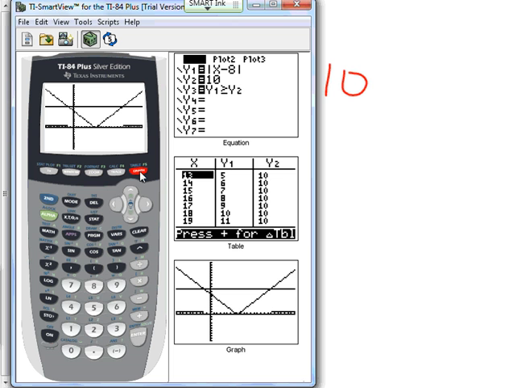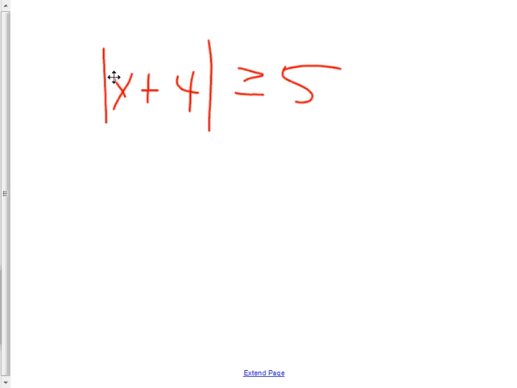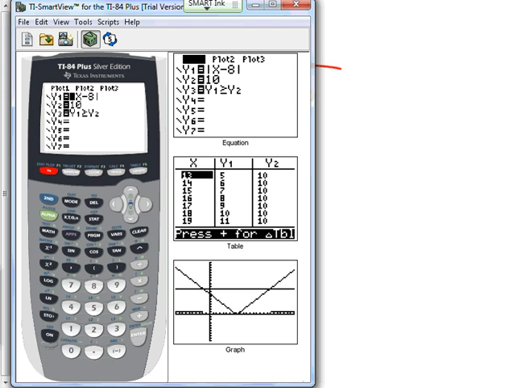Okay, so number one, let's just pop that right in the graphing calculator. It says x plus 4 is greater than or equal to 5. Like this. Then I'm going to put that in, and you don't have to get rid of your absolute value completely. Just change this to x plus 4 greater than or equal to, and this is 5.